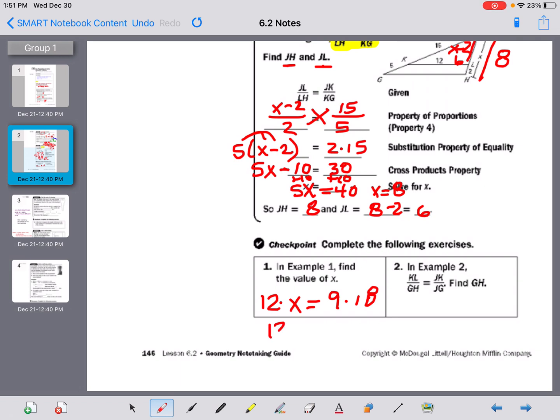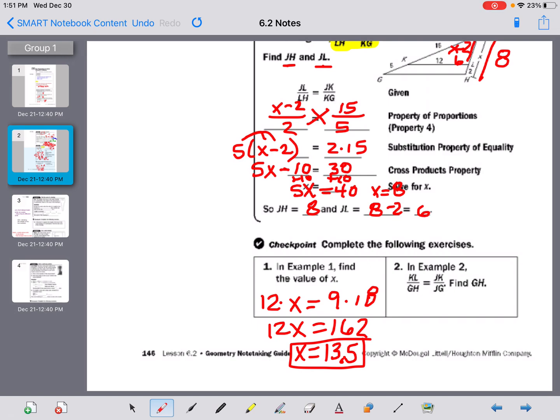So 12x equals 9 times 18, 162. Divide that by 12. And, oh, I didn't even get a whole number. X equals 13.5. I'm trusting that it's the right thing, though, because we found the same setup 3 different times, right?